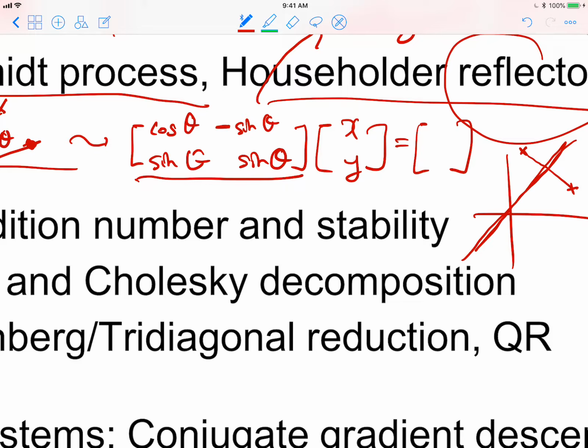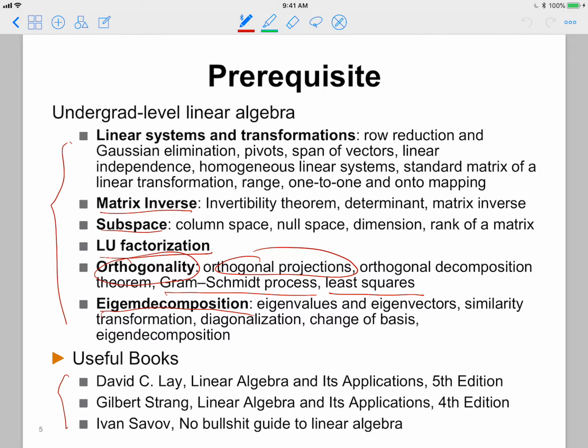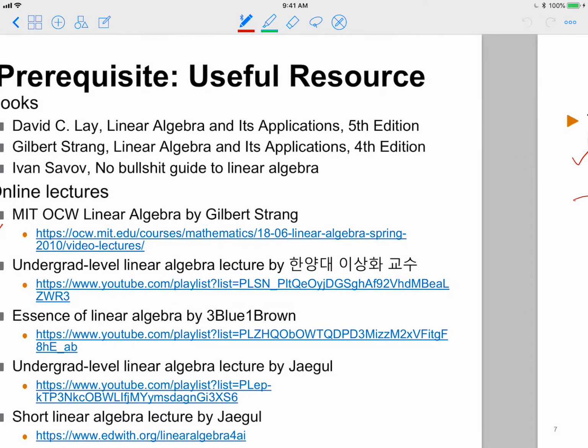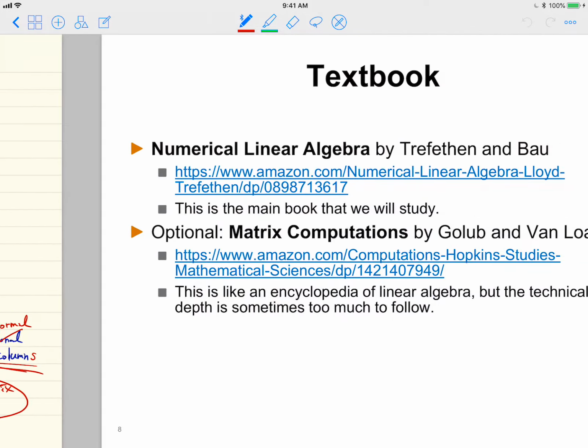So have you guys studied the standard matrix? Does anyone know the definition of the standard matrix? Standard matrix. Is there anyone that knows the definition of this standard matrix?